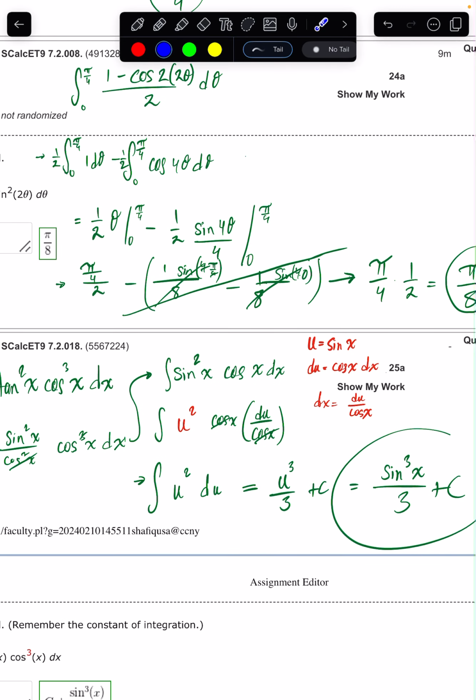Yeah, just plug in the values for theta. 0 is just 0. I don't even write that. And the upper boundary is 1/2 times 4 pi, I mean pi over 4. So that's just pi over 8.